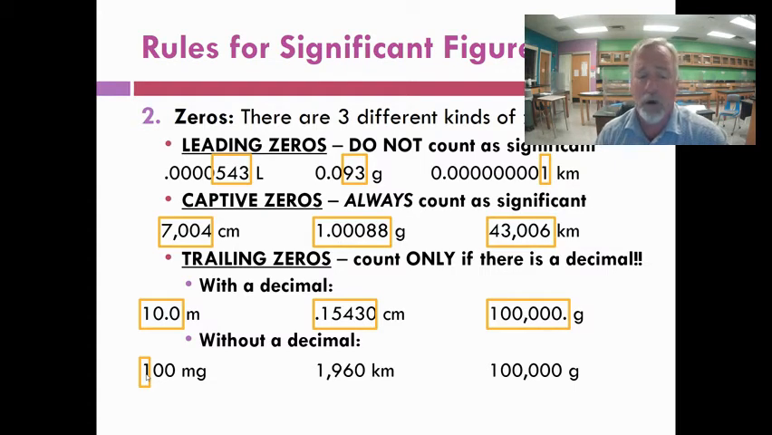This really kind of brings it home, I hope. Let's look at our next one, 1,960 kilometers. The first 3 digits are non-zero, so they're all going to count. We have a 0 at the end, but no decimal, no count. There are only 3 significant figures here.